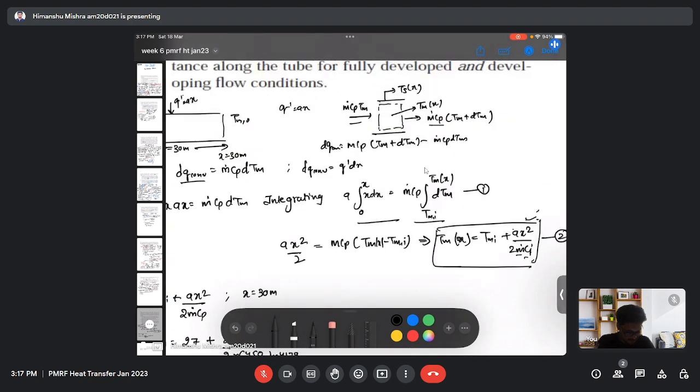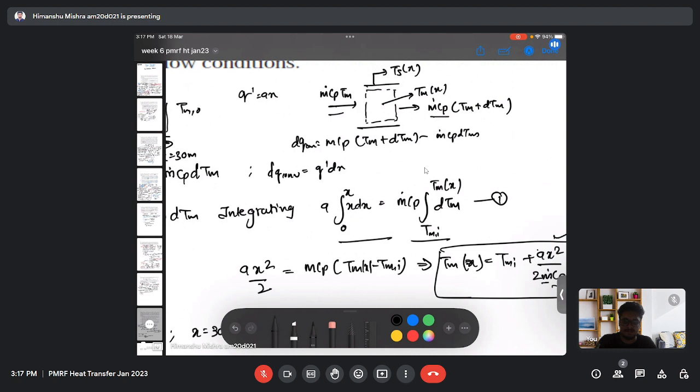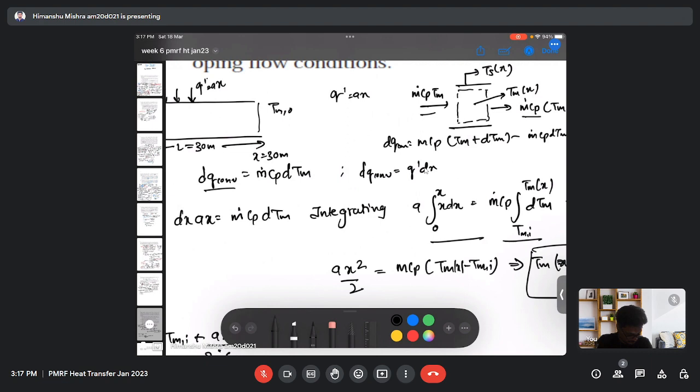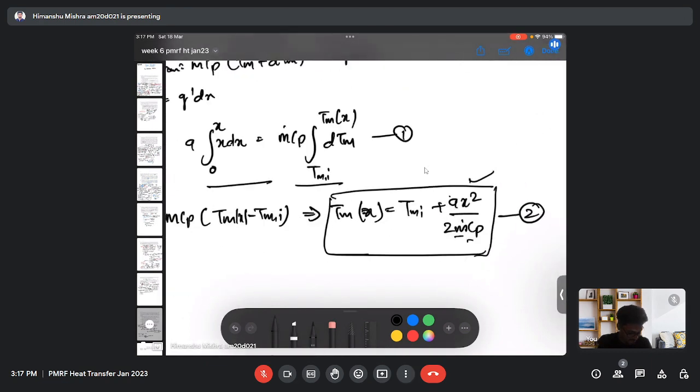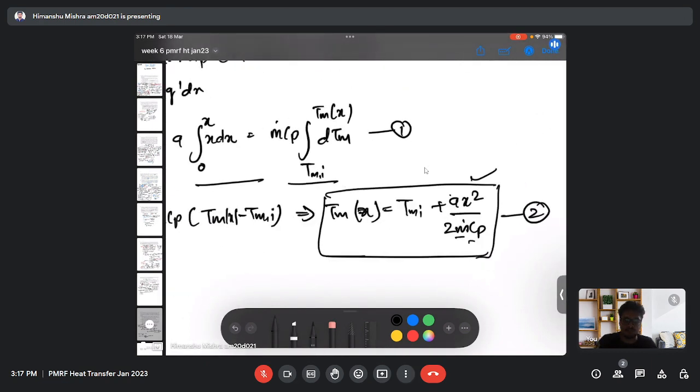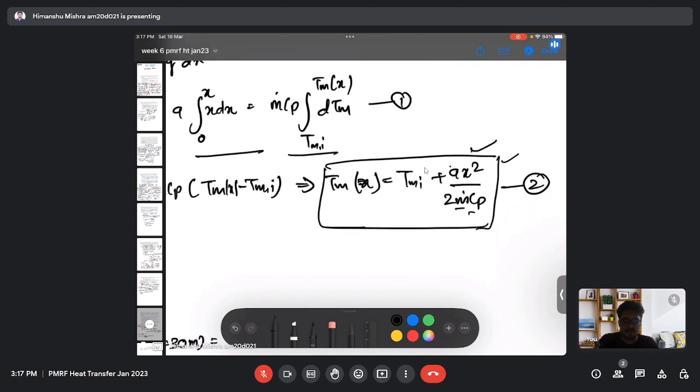So by using the energy balance, we derive the expression of the mean temperature. So our mean temperature, which is a function of x, is given in equation 2. Once we derive the mean temperature relation, we need to put the value of x. So the mean temperature will be a function of x. As we increase the x, the mean temperature also increases, and we can see this clearly from equation 2. And therefore, our mean temperature increases with x.